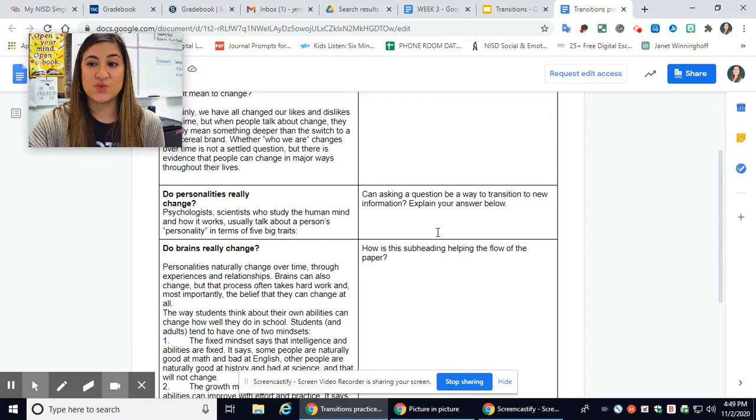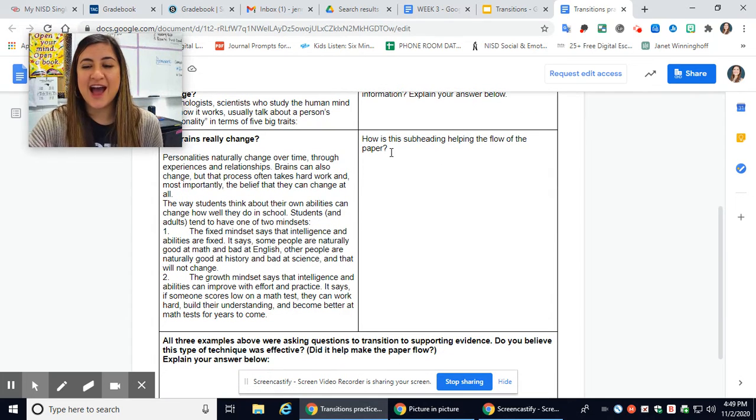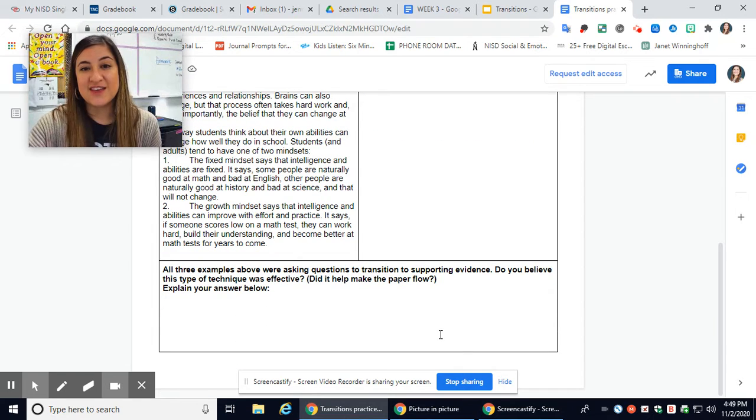The next question says, can asking a question be a way to transition to new information? Explain your answer below. So read through the text on the left and answer your question here. Remember, this is not just a yes or no question. You are explaining your answer as well. The next one says, how is this subheading helping the flow of the paper? So how does that subheading help with the flow of the paper?